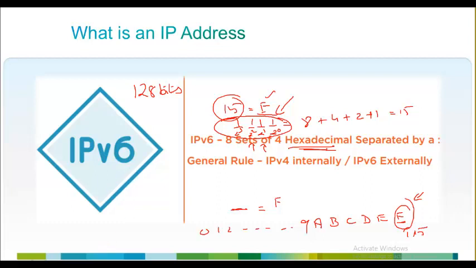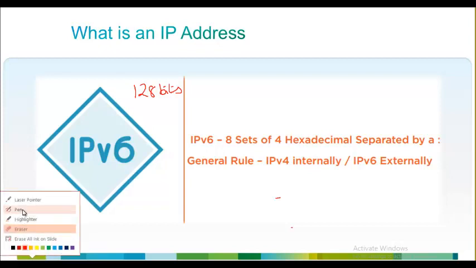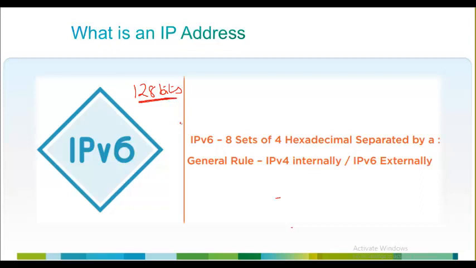Why am I saying all this? IPv6, to keep it simple, to write it easily, to manage it easily, is written in hexadecimal. So if I write this 128-bit in hexa, 4 bits of binary is equal to 1 hexa digit, which means 4 times smaller. IPv6 is 32 hexadecimal digits.